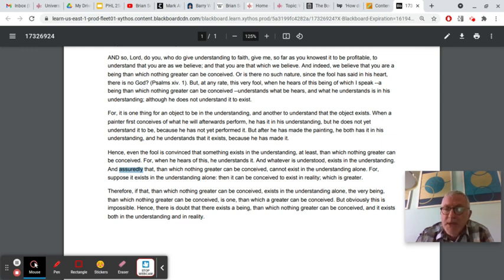So that is, suppose that this being than which nothing greater can be conceived only exists in the understanding and not in reality. Then he says, it can be conceived to exist in reality, which is greater. That is, if I conceive of something than which nothing greater can be conceived, but I say it only exists in the mind and not in reality, then I can also conceive of a being greater than which nothing can be conceived, which also exists in reality. I can conceive of that.